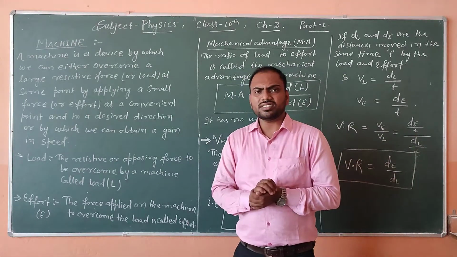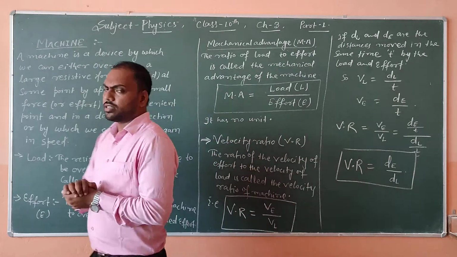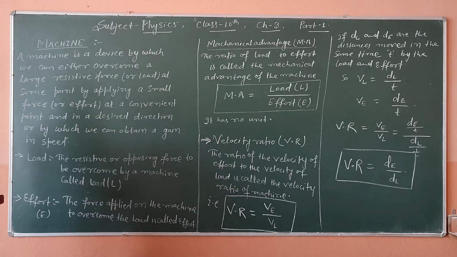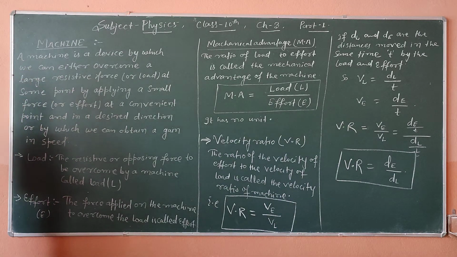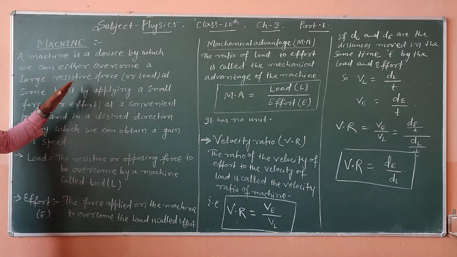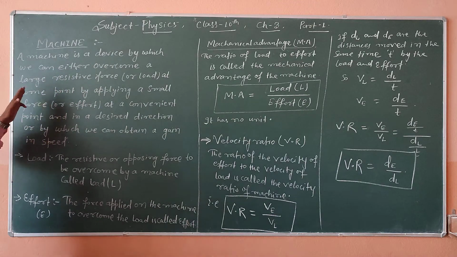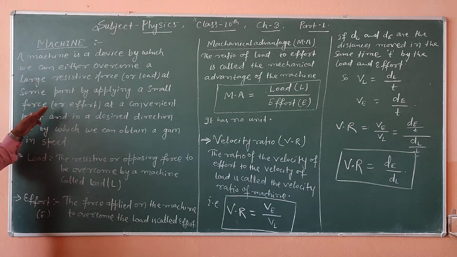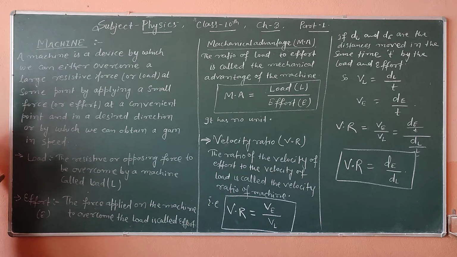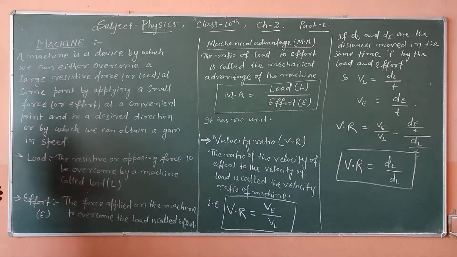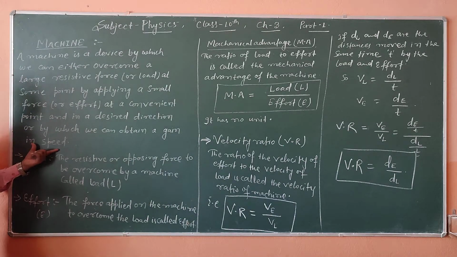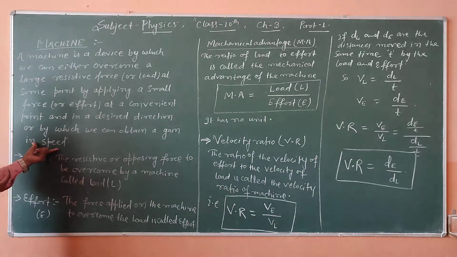Let's understand the definition of machine. A machine is a device by which we can either overcome a large resistive force, that is called the load, at some point by applying a small force or effort at a convenient point and in a desired direction, or by which we can obtain a gain in speed. Simply, it has explained what a machine does.